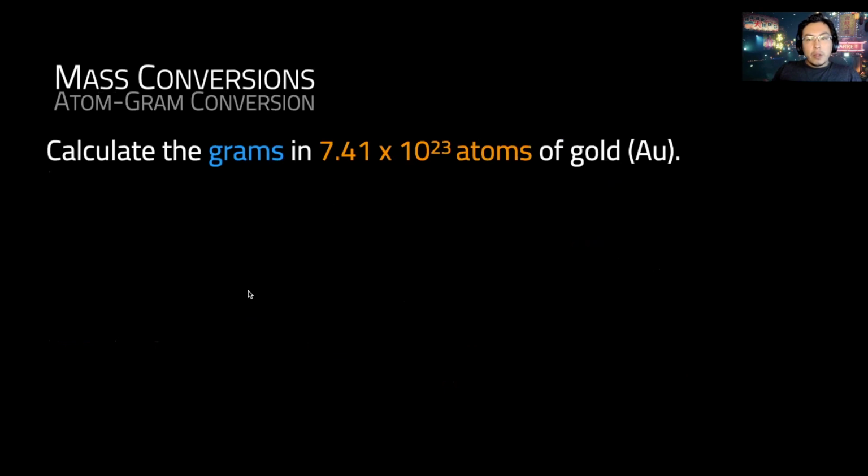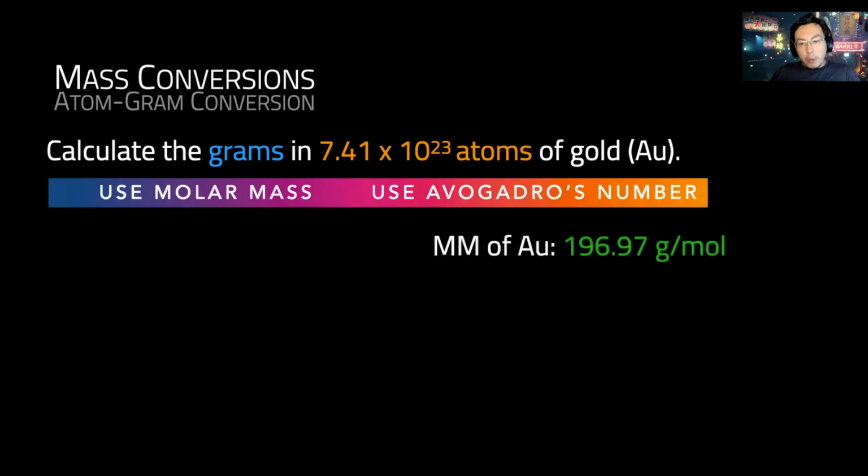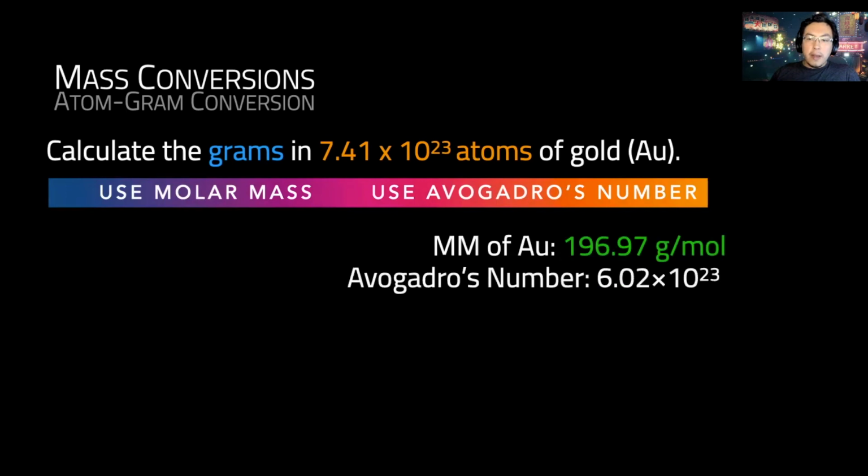What about here? So we're given the atoms and we need to get into grams. So we're going from side to side of the bridge. So we need first to stop in moles. So we're going to be using both. We need the molar mass of gold and we need the Avogadro's number. In here for gold, you can use 197, right?